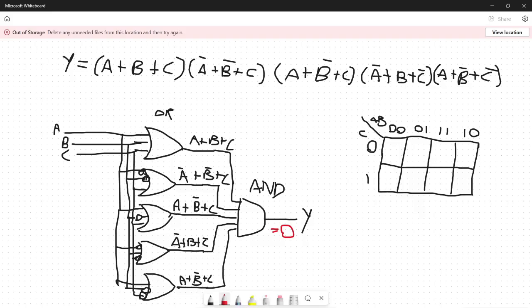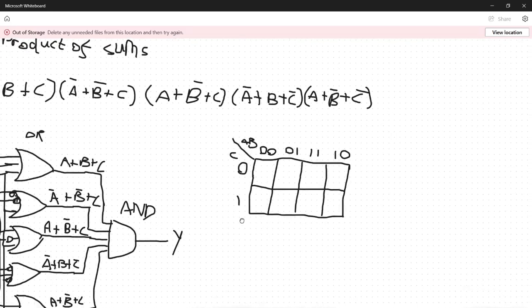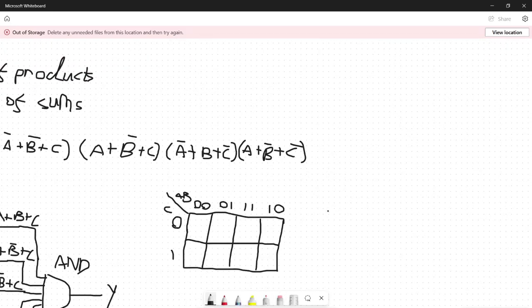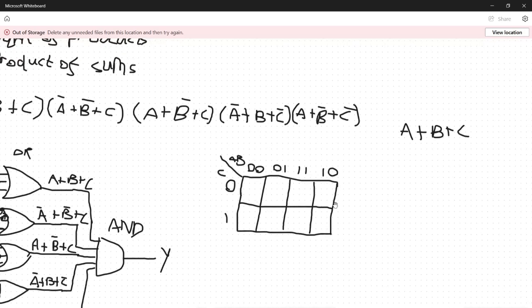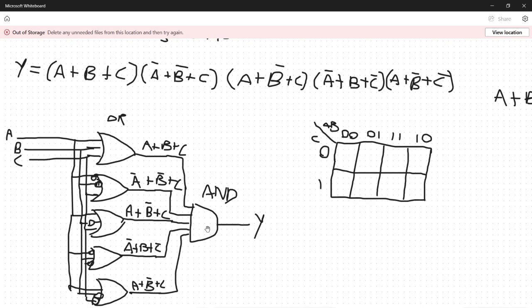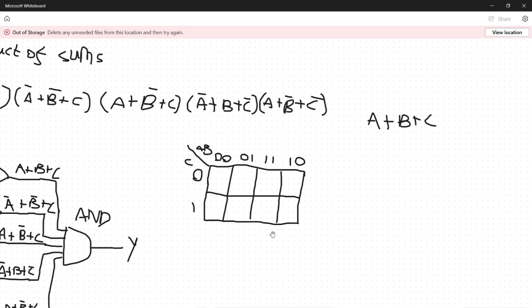So how this is going to work is we're going to take a look at all of these expressions. Let's start with the A plus B plus C. Now we're going to look at all the things that satisfy this. So what we're going to try and do is find a way to make this expression equal 0, so that this will give an output of 0.